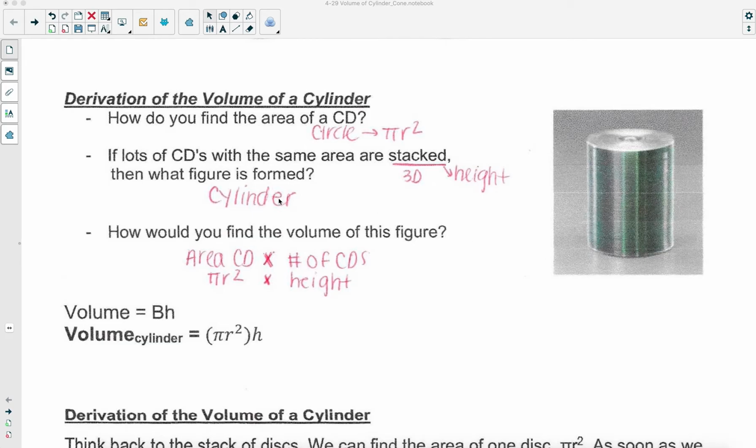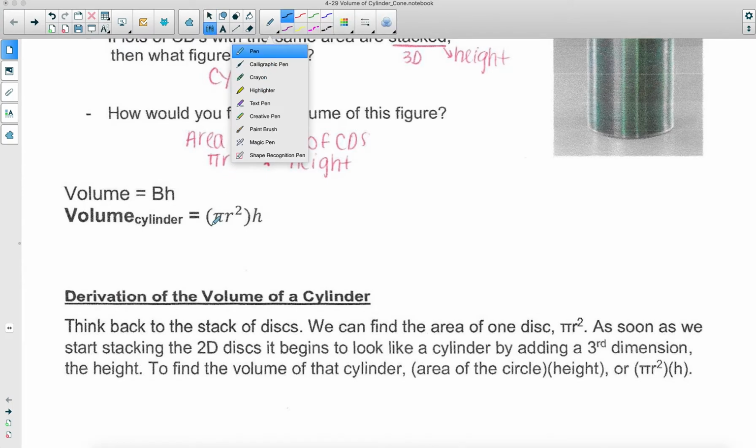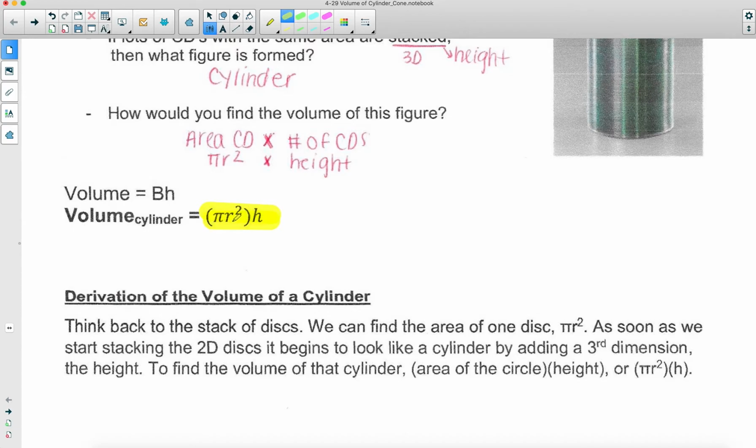Now a cylinder isn't a prism because we don't have rectangles around the outside faces, but same idea that the volume of the cylinder would come from taking the area of the CD and multiplying it by the number of CDs, or pi r squared times the height of the cylinder. So if we boil this down, really the volume formula for a cylinder is just pi r squared times the height, right? R is the radius of your circular base. H is the height of your cylinder.